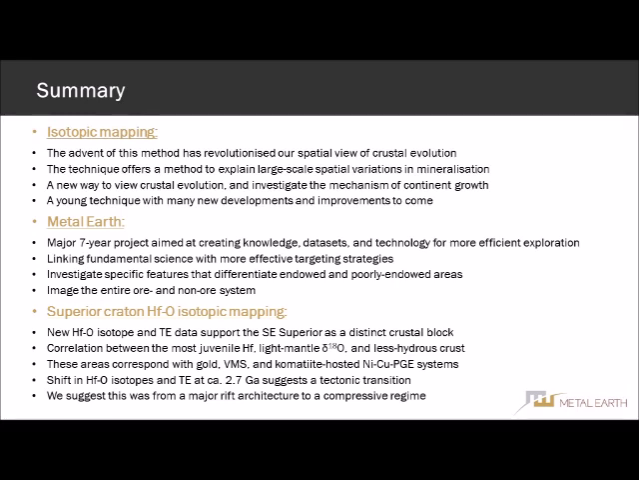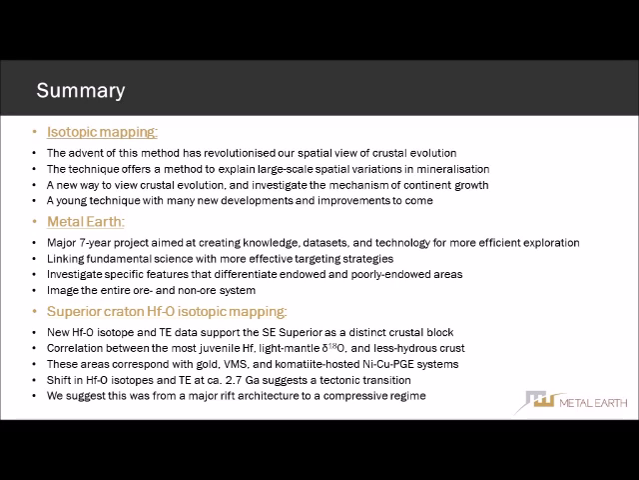There's a fundamental science beginning to the project, but it's always linked back to what the effect will be for industry and for targeting. And we're looking at specifically differentiating features between endowed and poorly endowed terrains. I think the real value is imaging the ore and non-ore systems and comparing them. I think that would be really, really important.